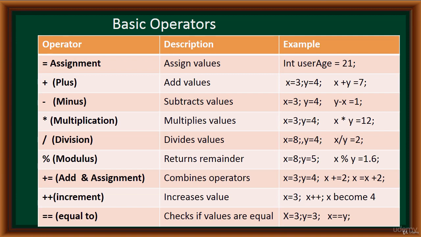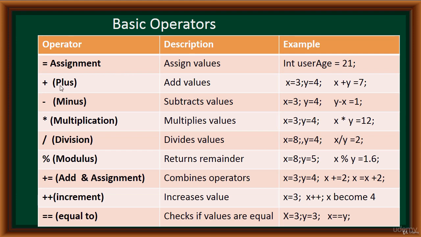The way we use the assignment operator in programming is different from how you would use it in a normal basic math operation. In Java, when you specify the assignment operator, you are using that to assign a value to a variable. So you can see here we've got a variable called user age and we use the assignment operator to give it a value.